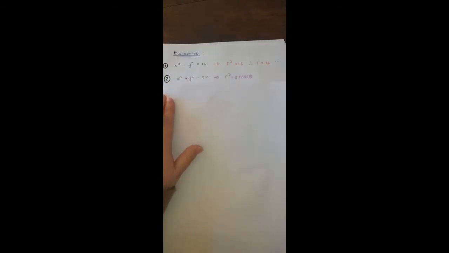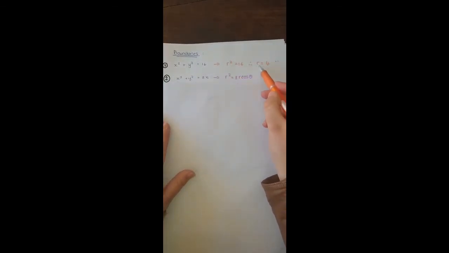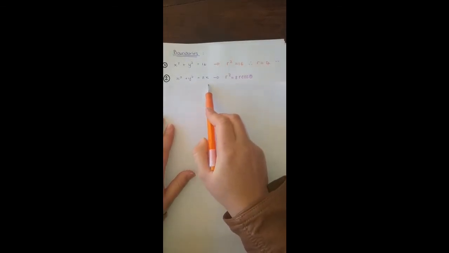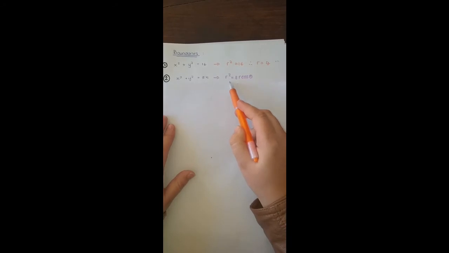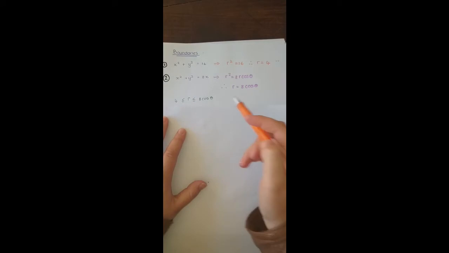x squared plus y squared is equal to 16 can be written as r squared is equal to 16. So r is 4. So r starts at 4. And x squared plus y squared is equal to 8x can be written as r squared is 8r cos theta. And then we know that r ends at 8 cos theta. So r is in between 4 and 8 cos theta.